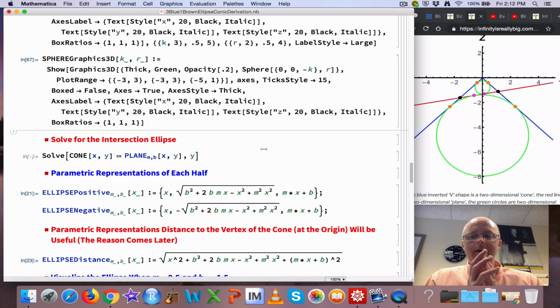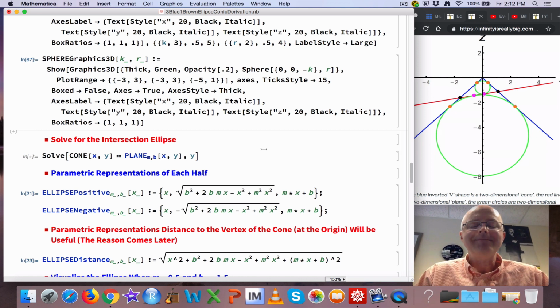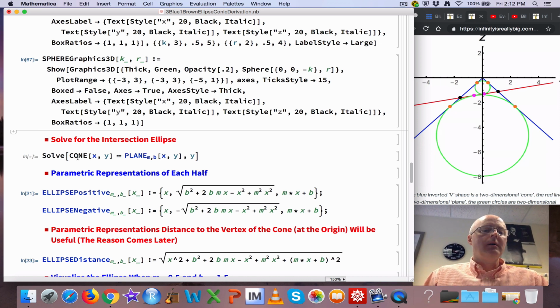All right, take a deep breath. Now it's going to get even tougher, okay? But this is the key if you really want to get all this. All right, I'm about to try to first represent the ellipse that I'm after. Where the plane and the cone intersect is the ellipse.